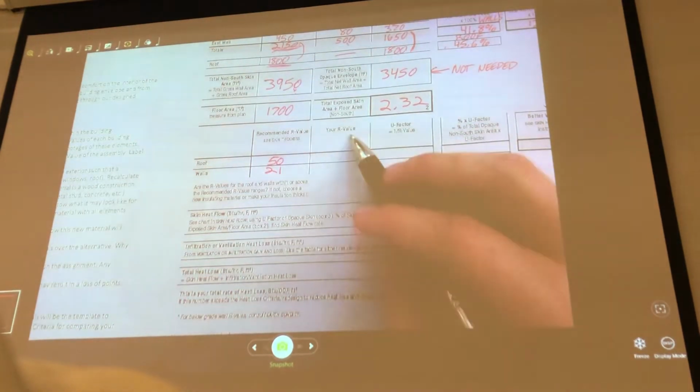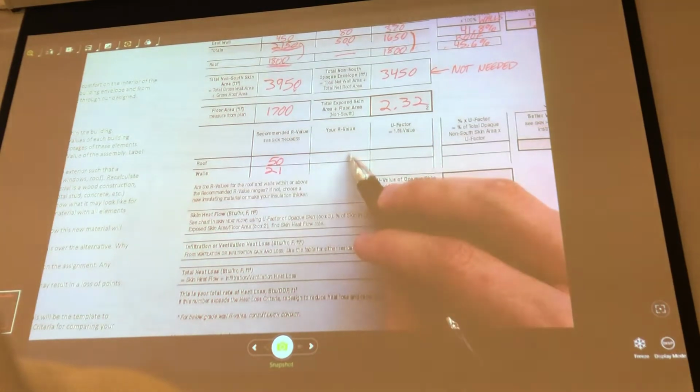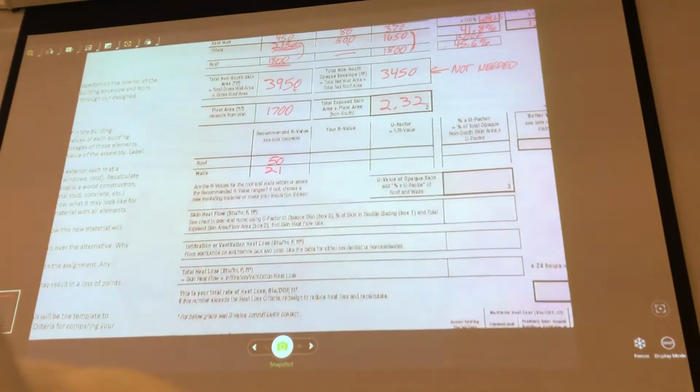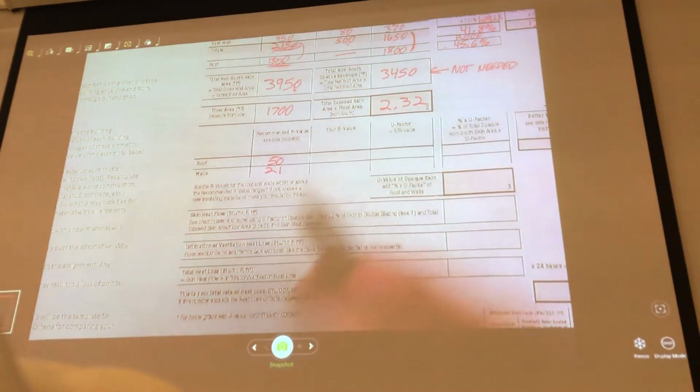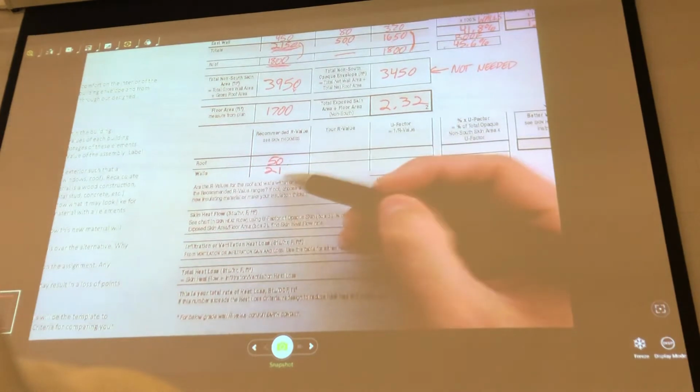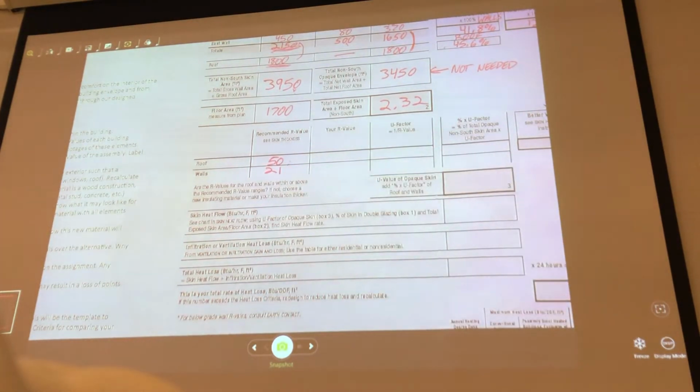Now we need to list out what our actual R value is. Again, this depends on what it is that you guys are designing. Realistically, we need to meet what is recommended. And if you go below what is recommended, you better have some justification as to why. Why am I going less than an R50? Why am I going less than an R21? You need to explain that. Okay?